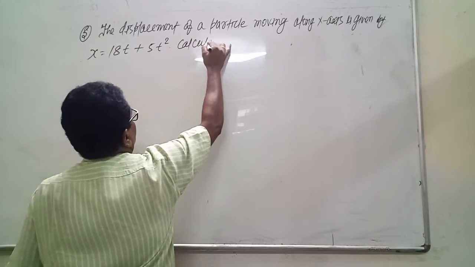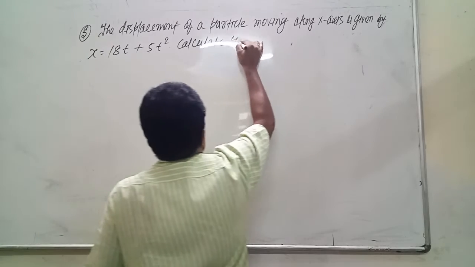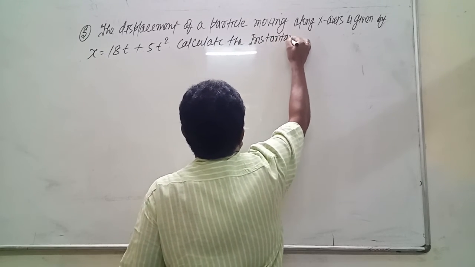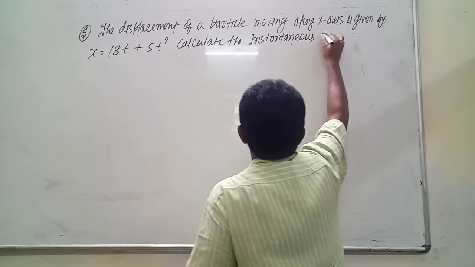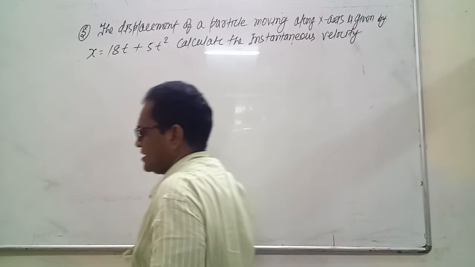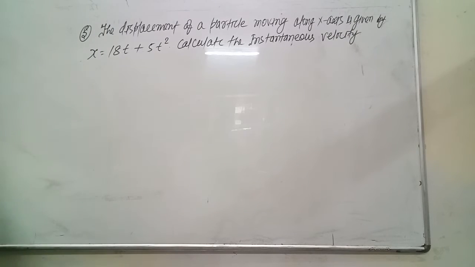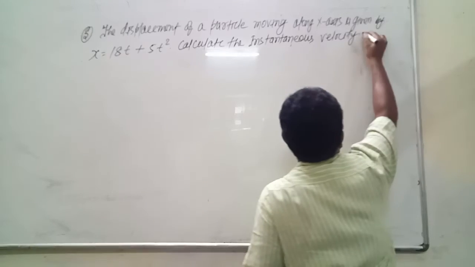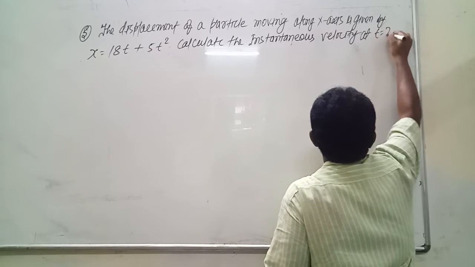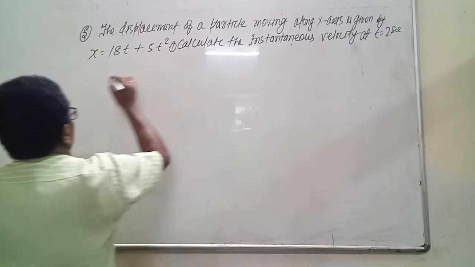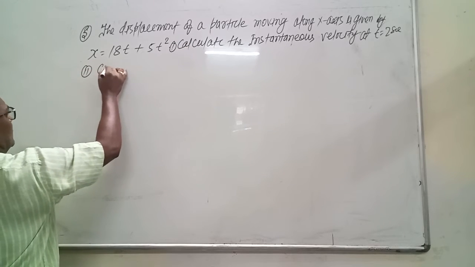Calculate the instantaneous velocity at time t equals 2 seconds. Instantaneous velocity at t equals 2 seconds is the first point.